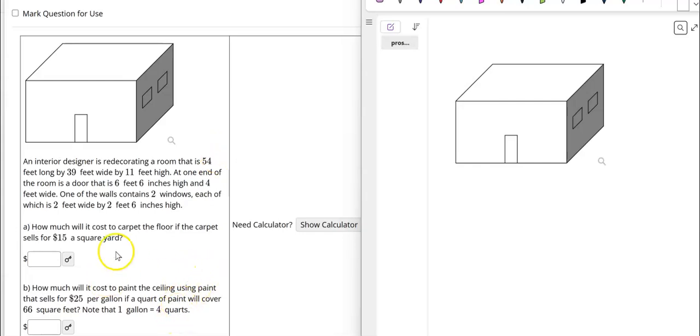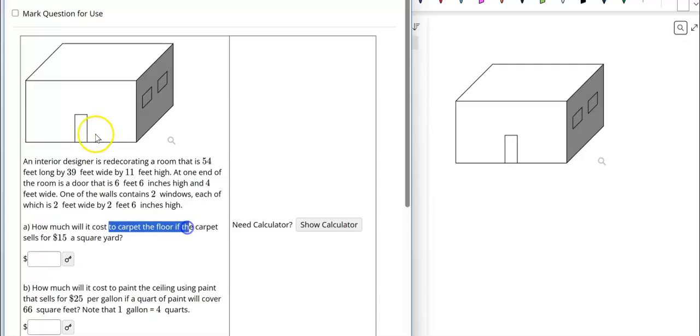Hello. This question is about finding the cost to put carpet on the floor and to paint the ceiling. Notice that this question also gives the door dimension and the window dimension, but it really doesn't matter because we're not doing anything on the wall. So we didn't have to worry about the dimensions of the window and door. Okay, so let's do the problem.